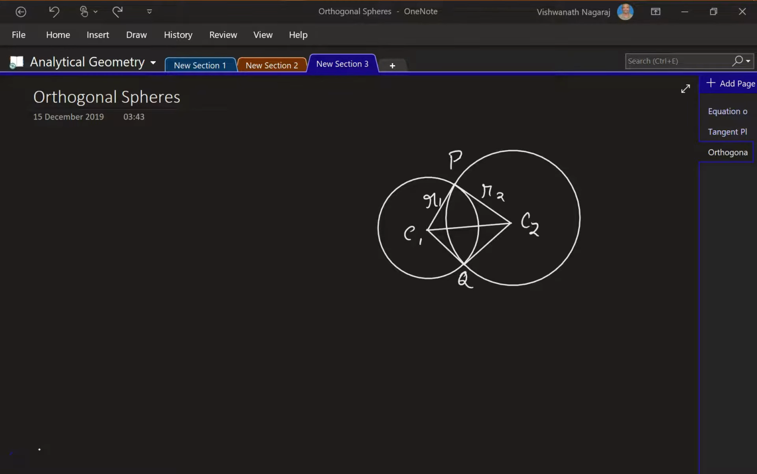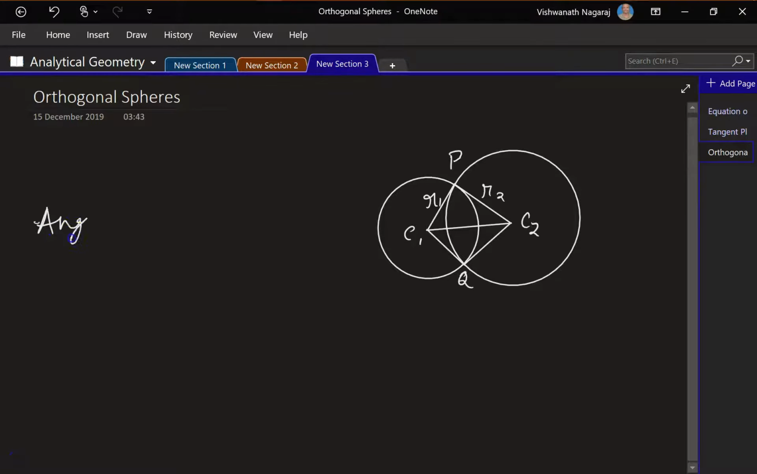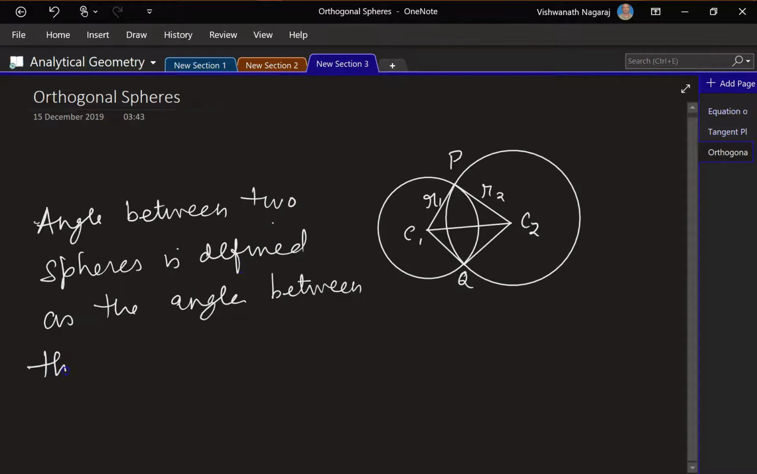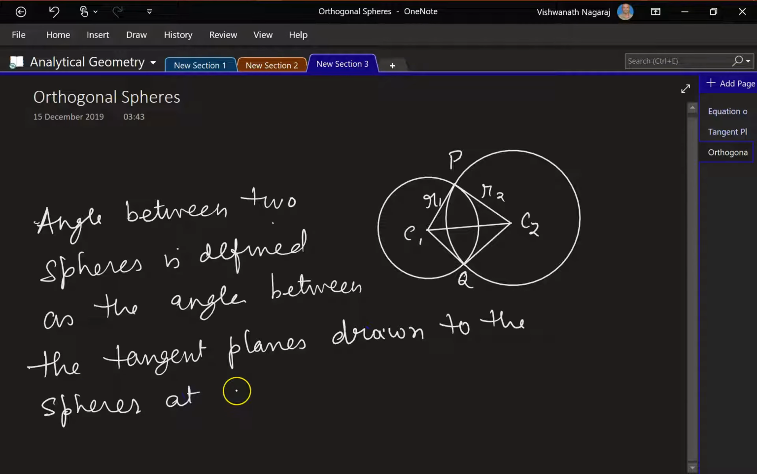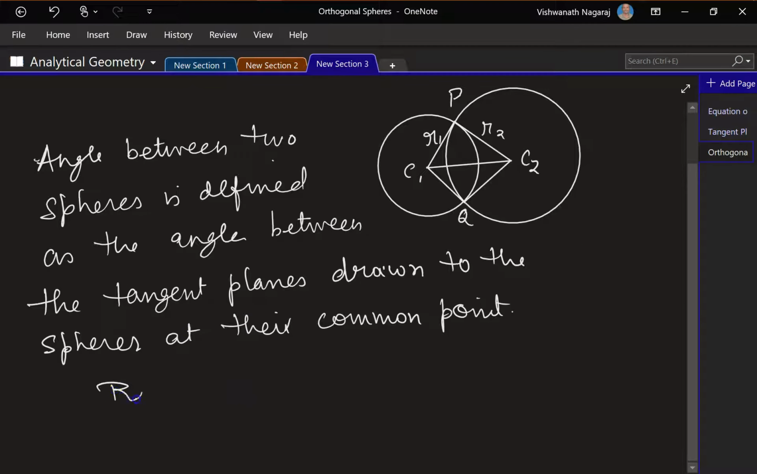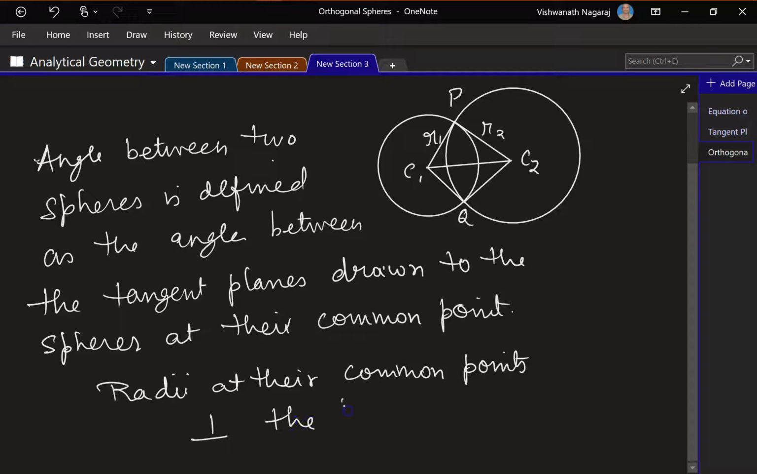Orthogonal spheres. We know the angle between two spheres is defined as the angle between the tangent planes drawn to the spheres at their common point. Which means the radii at their common point are going to be perpendicular to the tangent planes at these points.